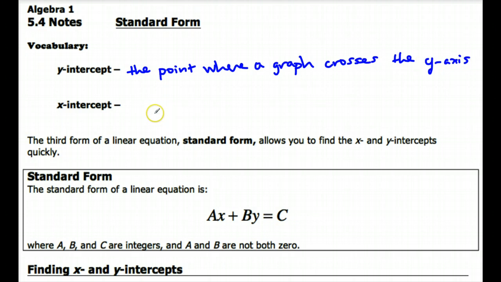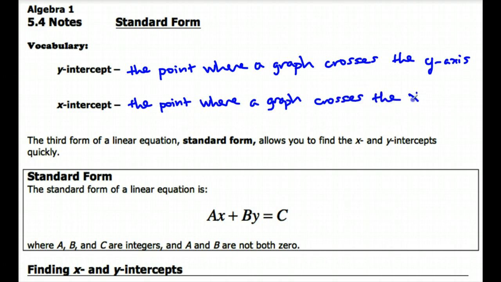We also have what's called an x-intercept, and so it makes sense logically that if the y-intercept is the point where a graph crosses the y-axis, then the x-intercept would be the point where a graph crosses the x-axis. And so when we're dealing with standard form, a lot of times we talk about both x and y intercepts because we're going to find that when you're given an equation in standard form, you're able to find the x and y intercepts rather quickly.